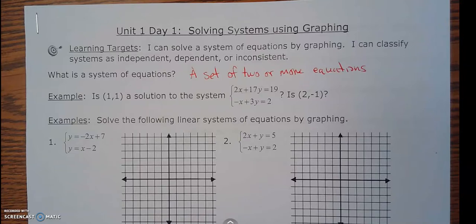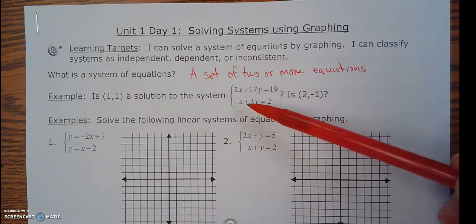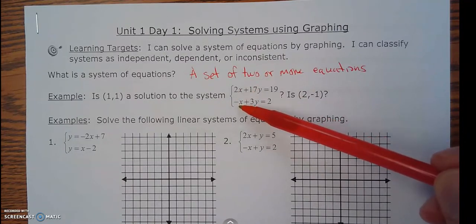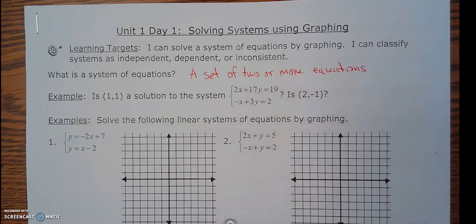So the first thing is a system of equations is a set of two or more equations. Basically that just means that here's two equations, that's a system because this x and that x are the same number. They represent the same thing. Both y's represent the same number. So on this one, is (1, 1) a solution?